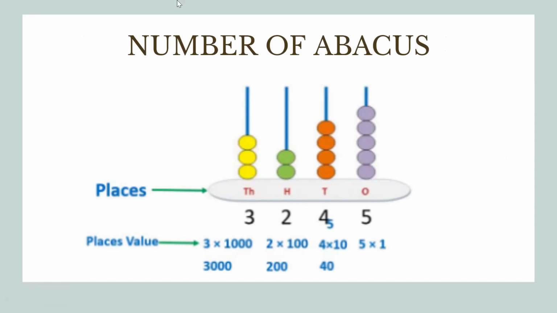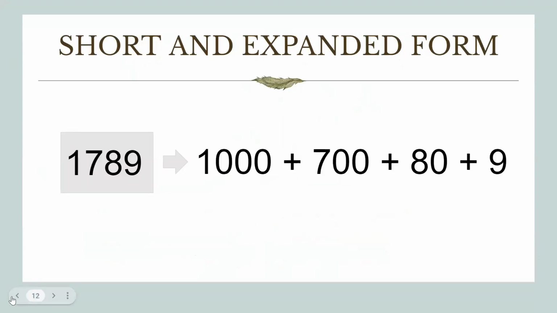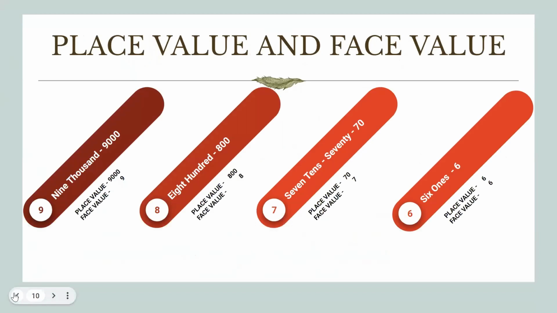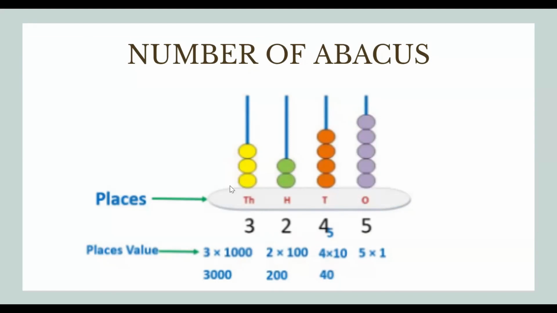3,245. 3,200 and 45. Ma'am, I can't hear you. You can hear me now. Yes, ma'am. See, the number on the abacus is 3,245.